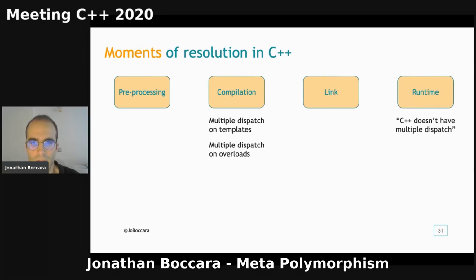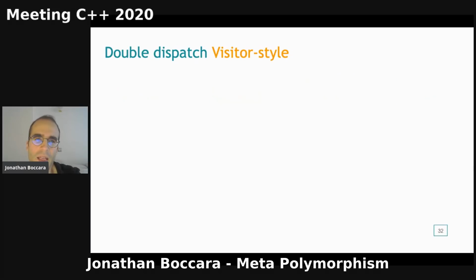What else do we have in C++? Well, in preprocessing, I don't think there is multiple dispatch. I mean, I haven't found any. And for link time, I still haven't figured out what it means to have multiple dispatch. Now, if we go back to runtime, we say that C++ doesn't have multiple dispatch. Is that really true? Well, strictly speaking, it's true, but there are ways to emulate multiple dispatch at runtime in C++.